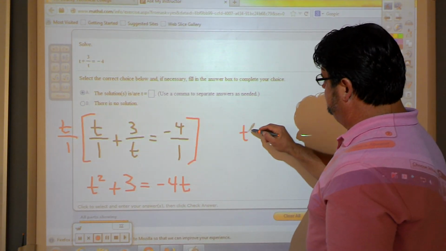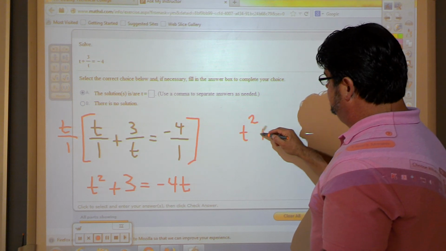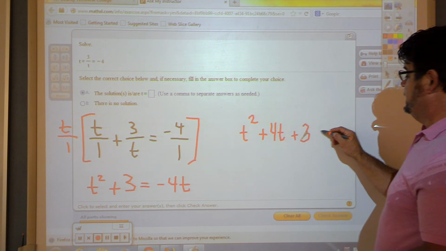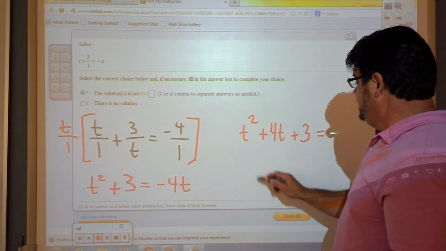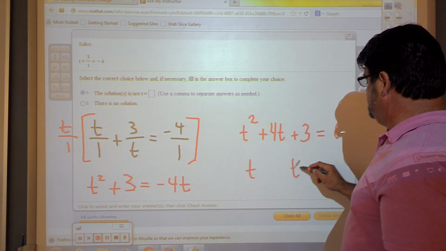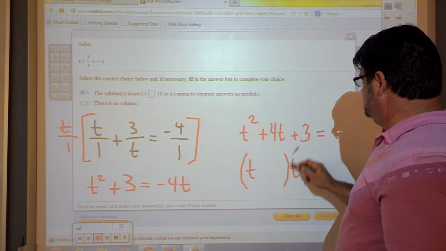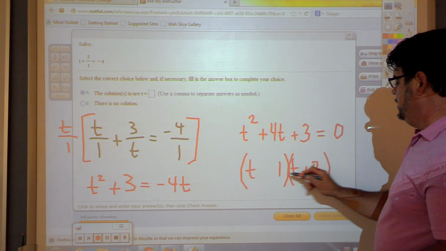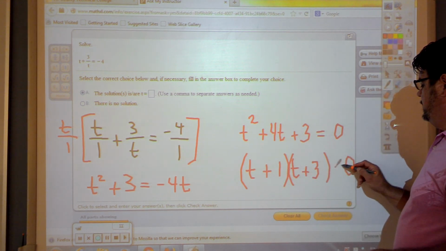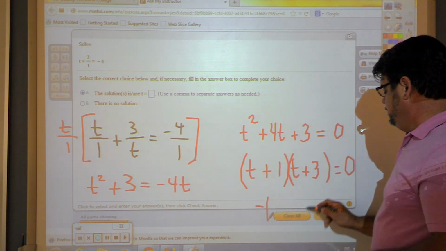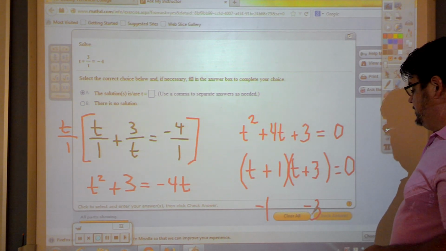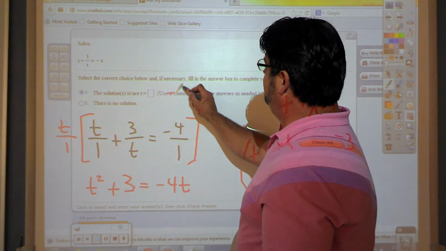t squared plus 4t plus 3 is equal to 0. t, t, 1, 3. -1, -3, and they're both okay. So your answer is -1, -3.